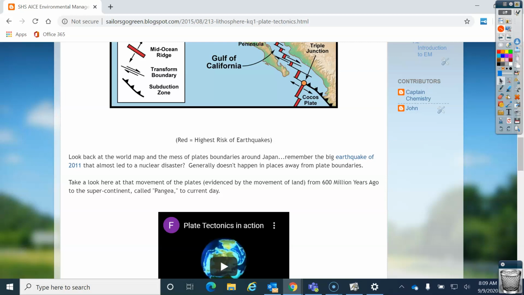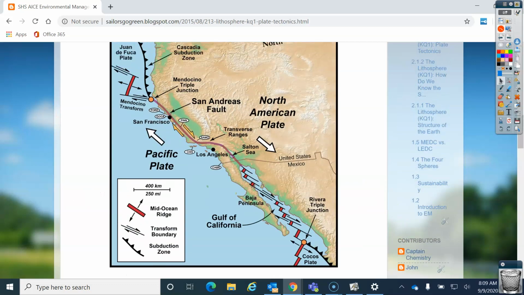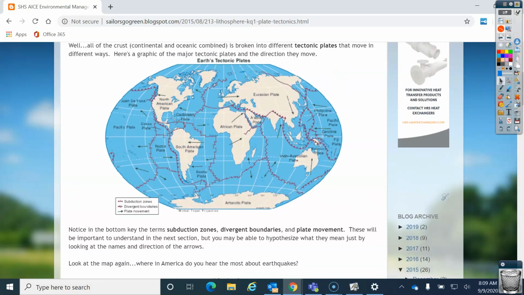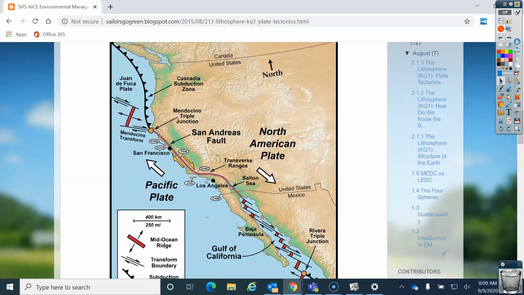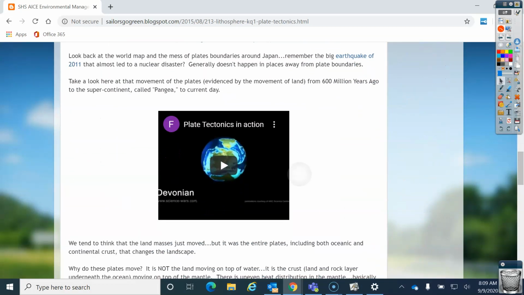Generally that doesn't happen, and those things generally don't happen in places away from plate boundaries. So if we look back up here, this over here by Japan is the big mess of plate boundaries. There's all those different types of plate boundaries. Some are moving towards each other. Some are moving side by side. There's all kinds of plate boundaries around here, and they're all moving. So there are lots of earthquakes around here. In fact, it's called the Ring of Fire. We'll talk about that later because of all the different plate boundary movement that's there.